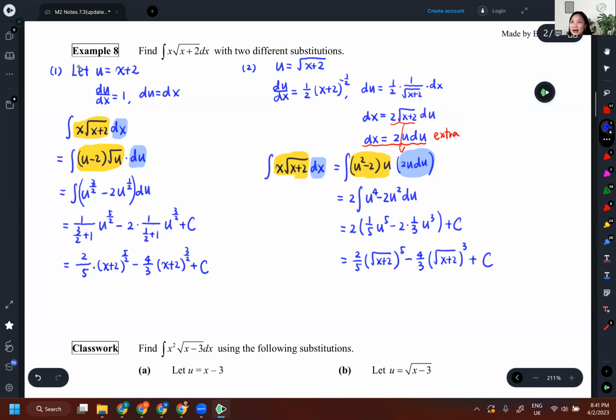So I think last time we did the first substitution, but we didn't do the second substitution. At this time we did the second substitution. Now you can see the difference. The classwork, I'll show you again.